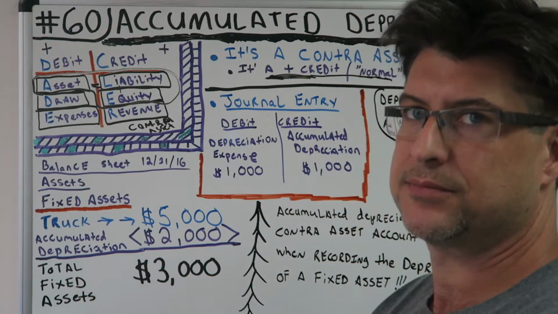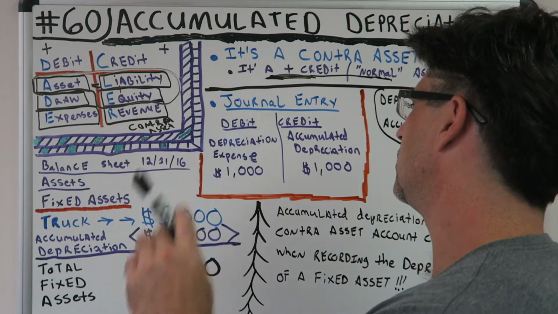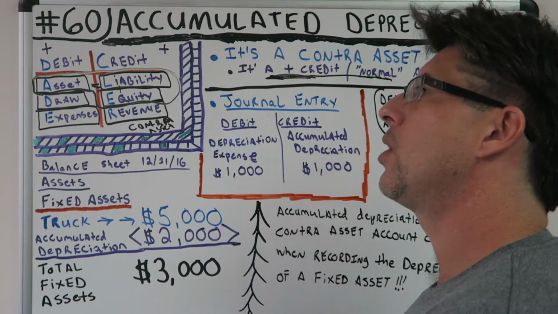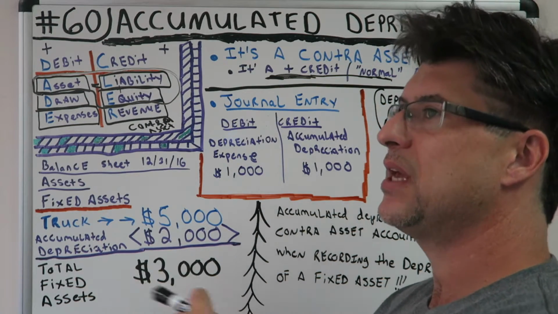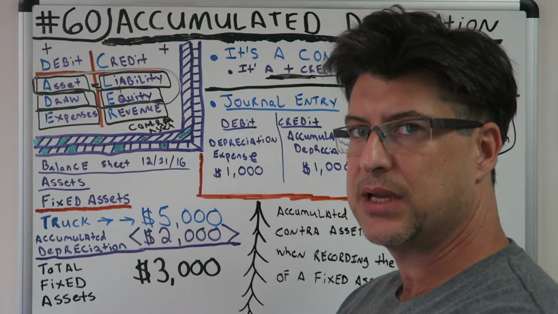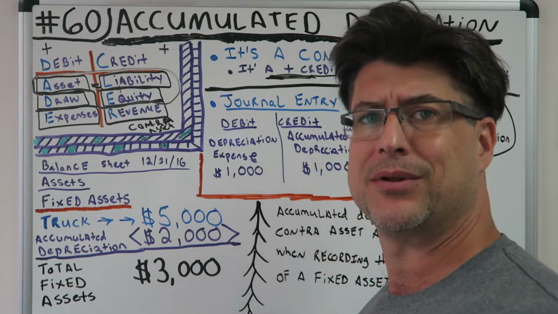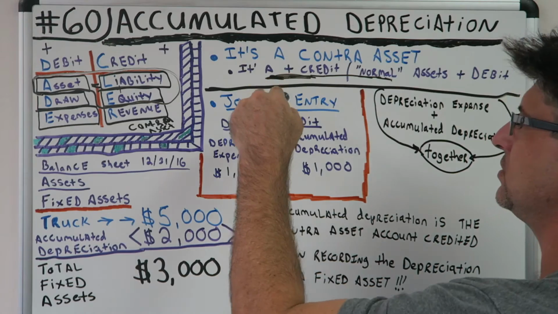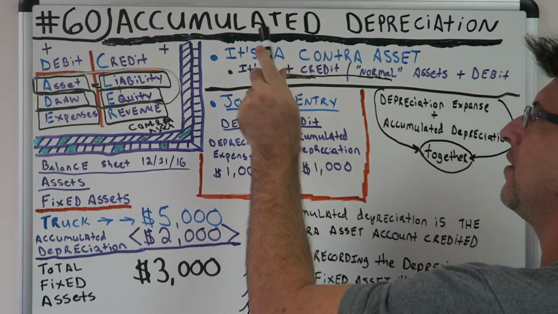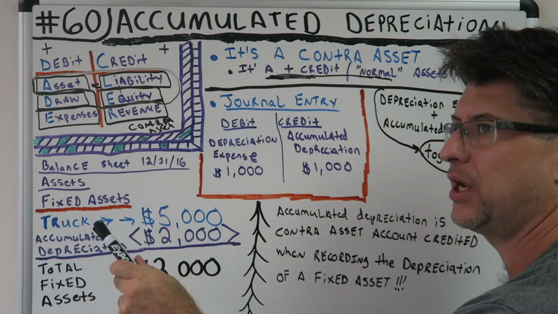Why is it like that? Because you are expensing the asset via depreciation expense. So this would be the journal entry for accumulated depreciation.